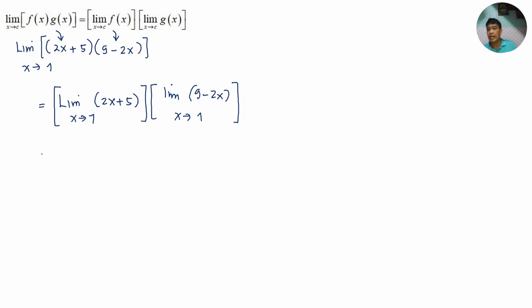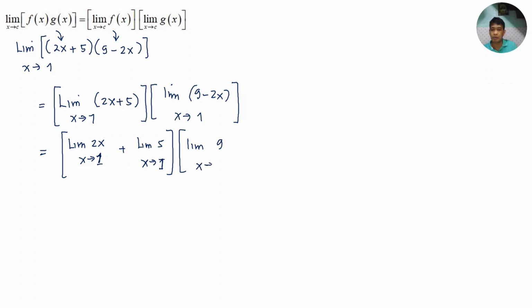So, what we will do, i-apply natin yung theorem number 4, yung limit of a sum is the sum of their limits. So, magiging itong limit of 2x as x approaches 1, plus limit of 5 as x approaches, sorry, it's not 7. It's 1 lang pala. So, 1. Multiplied by the limit of 9 as x approaches 1 minus the limit of 2x as x approaches 1.